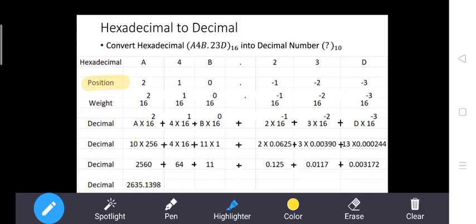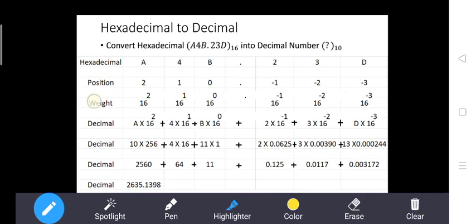For writing positions, I will first consider the radix point. On the right hand side of the radix point, all positions are negative and start with -1. So on the right hand side the positions are -1, -2, -3. On the left hand side of the radix point, all positions are positive and start with 0, then 1, 2. So I finish my respective radix positions.